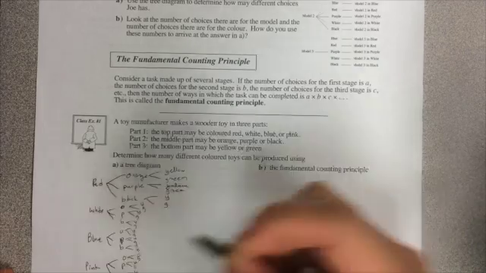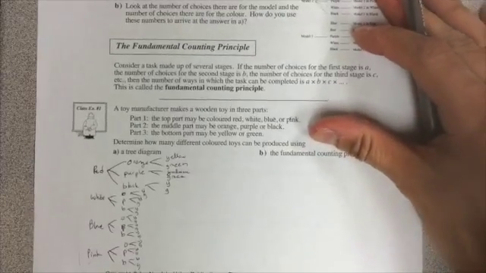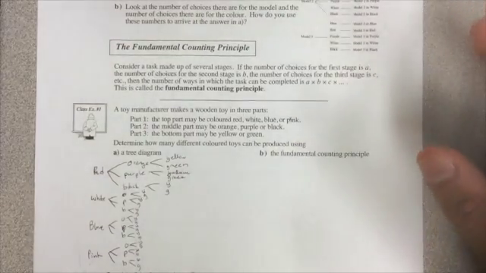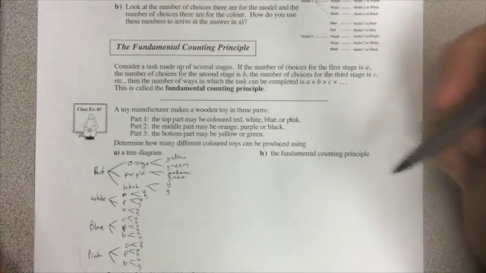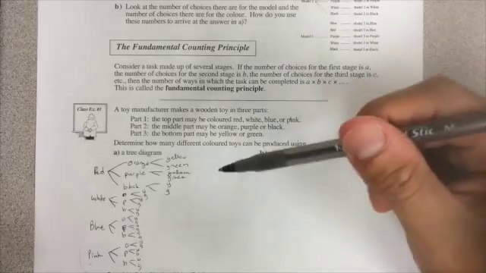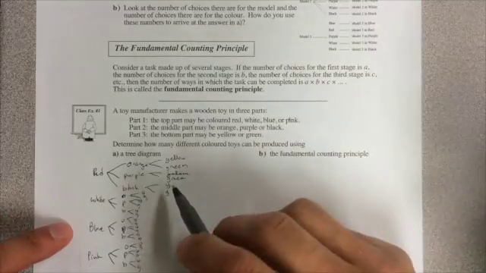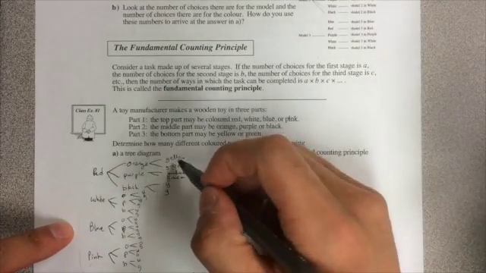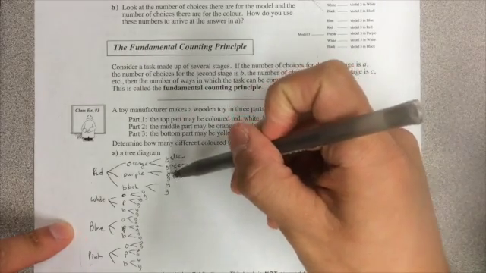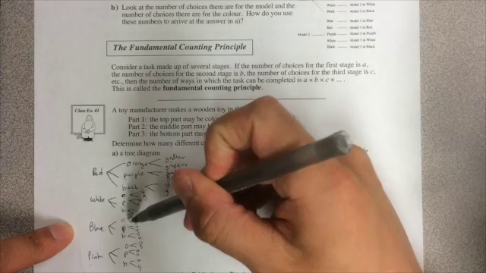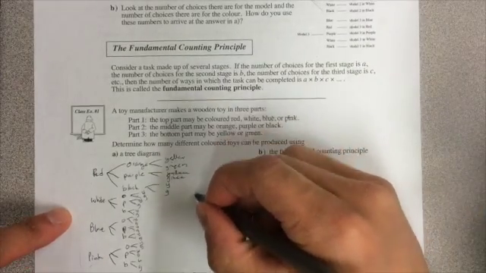If we're doing these tree diagrams, you might notice that they get pretty convoluted pretty quickly. And so everything is pretty tight here. And so the fundamental counting principle is a lot more effective in determining how many different types of toys we can make using these various combinations. So if I were to count all these up, 2, 4, 6, 8, 10, 12, 14, 16, 18, 20, 22, 24, I could have 24 toys made up.